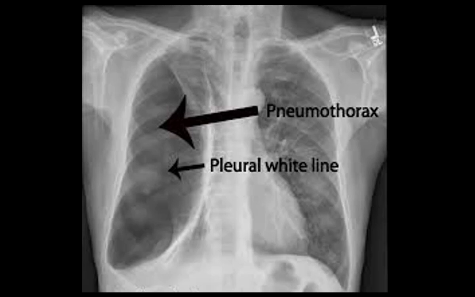What do you see here? This is a large pneumothorax of the left side. This white line is the pleural line, which is the visceral pleura, and you can see a large pneumothorax occupying a major part of the thoracic cavity.